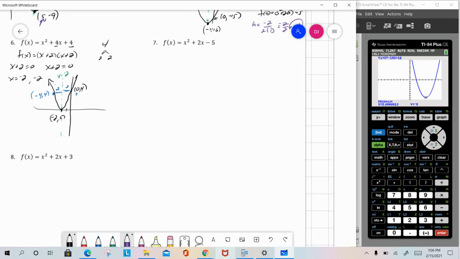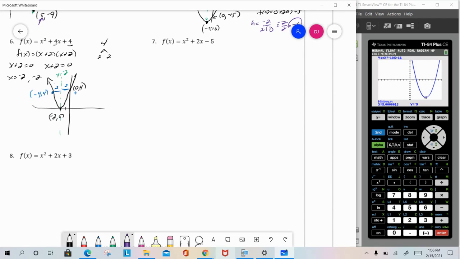The reason I mentioned that here in number 7 is that for number 7, if I look for the factors of -5 that will add up to 2, those are the only two integers I can multiply together to get -5. There are no factors of -5 that will add up to 2. So I'm going to have trouble finding my x-intercepts.